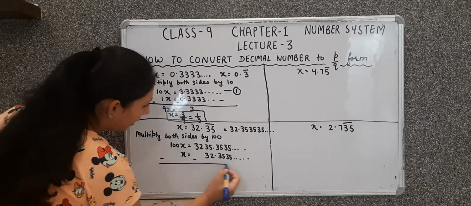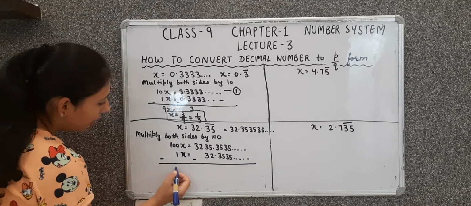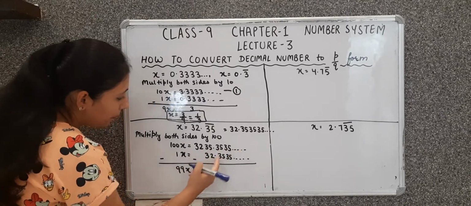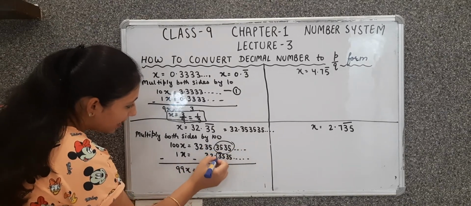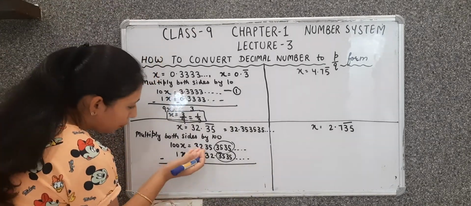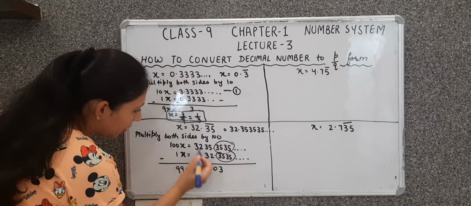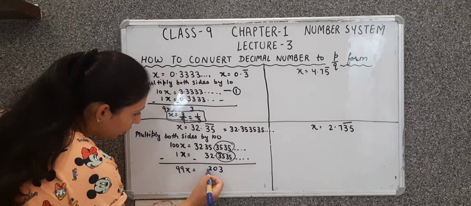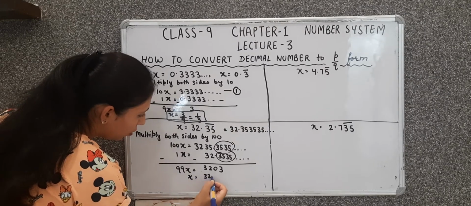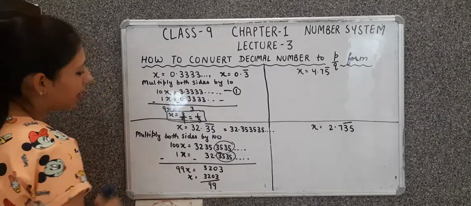When we subtract, 100x minus 1x is 99x. On the other side, you can see the after-decimal part is the same, so after the decimal it becomes 0. I'm left with only this. 5 minus 2 is 3, 3 minus 3 is 0, then it is 2, then it's 3. So I got x is equal to 3203 divided by 99. We got the P by Q form.